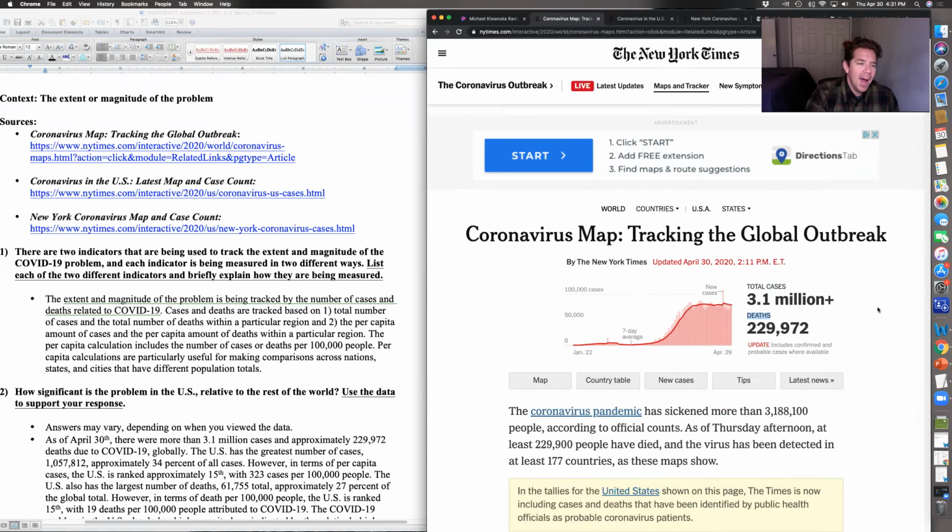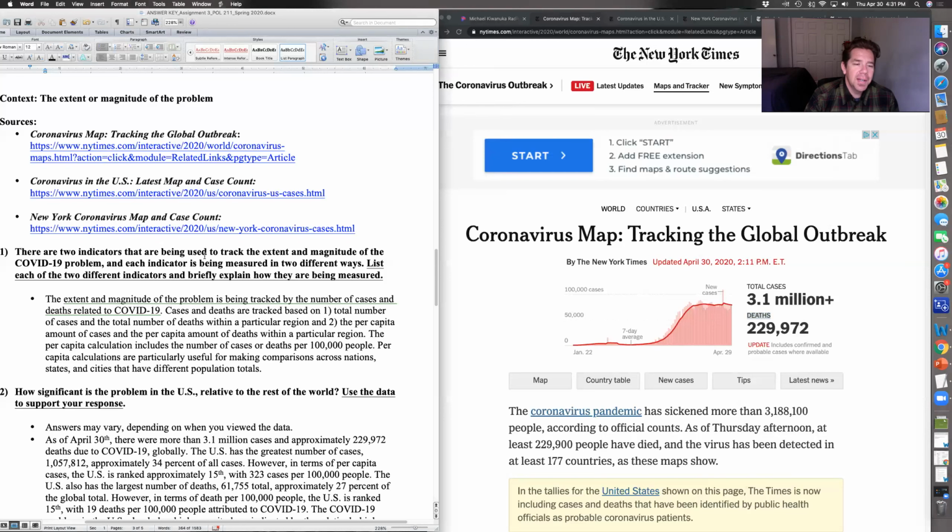So I go on to ask about each indicator. Cases and deaths are being measured in two different ways. List each of the two different indicators and briefly explain how they are being measured. This is kind of a weird question, and I've been fairly flexible with answers. I just want to see effort and some engagement with the material. But what we have, as already mentioned, is the number of cases and deaths related to COVID-19 being tracked in two different ways.